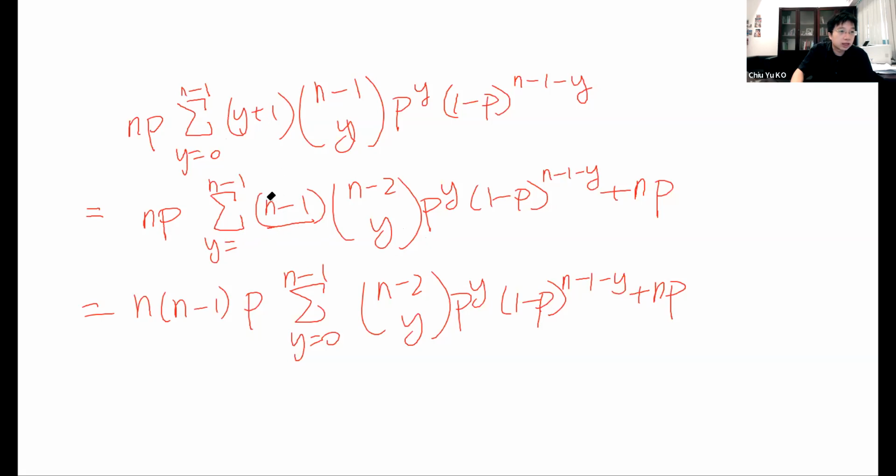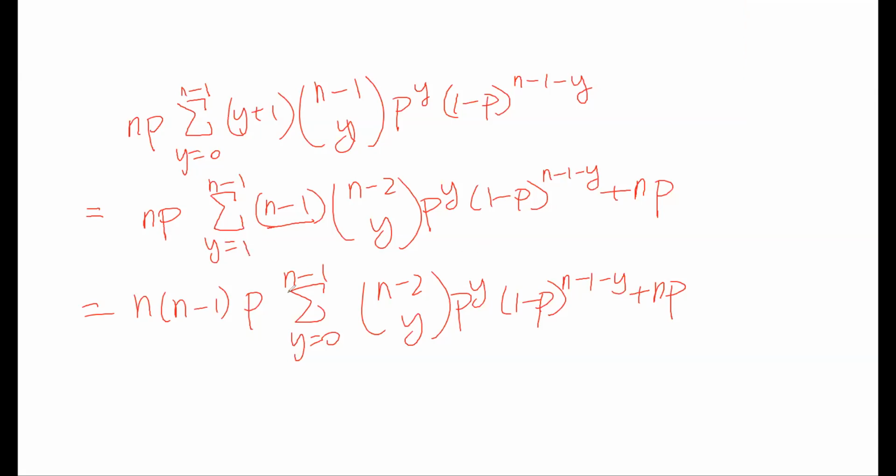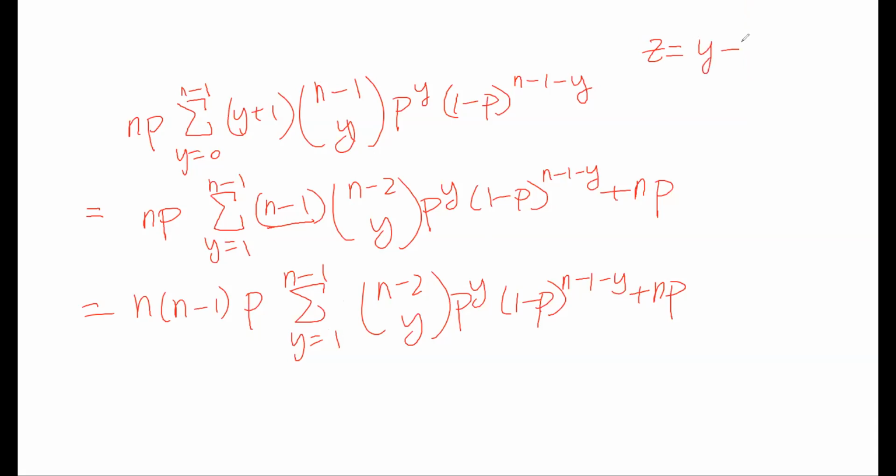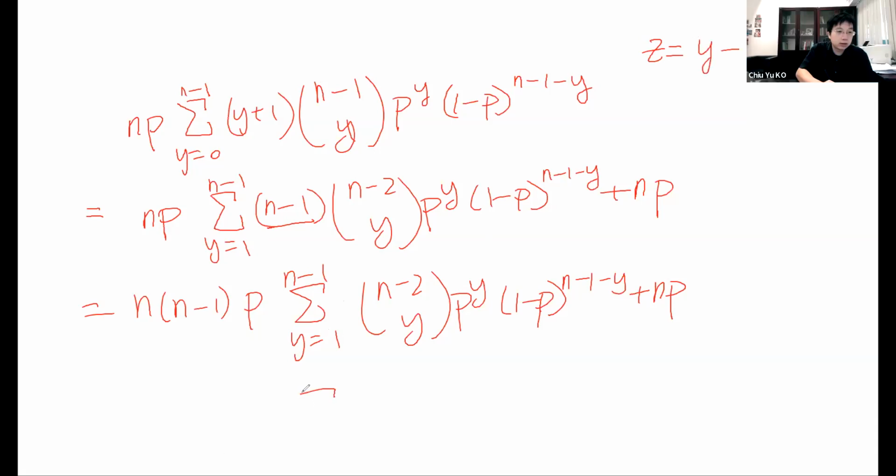So this is y times n minus 1 choose y. So y from 0, I can start from 1, right? There's no difference. Is that okay for this one? Yes. Okay. And here I have y starting from 1. And in this case, I can replace this by saying z is equal to y minus 1. Then when y is 1, z equals 0, and the upper limit is n minus 2.